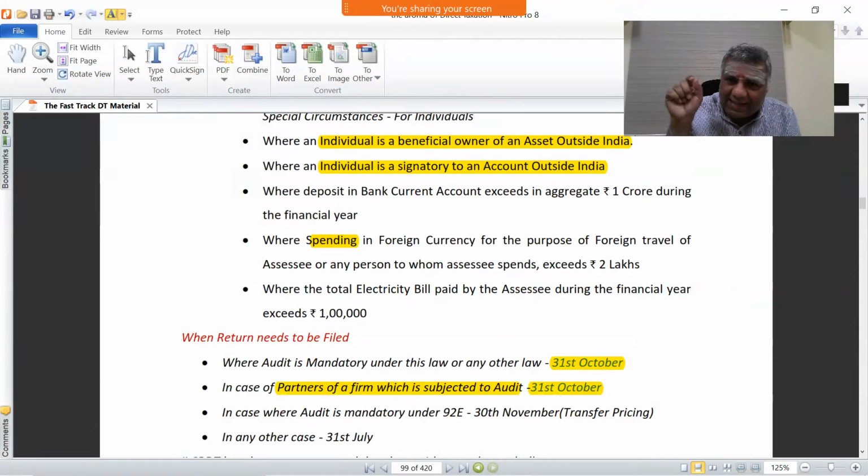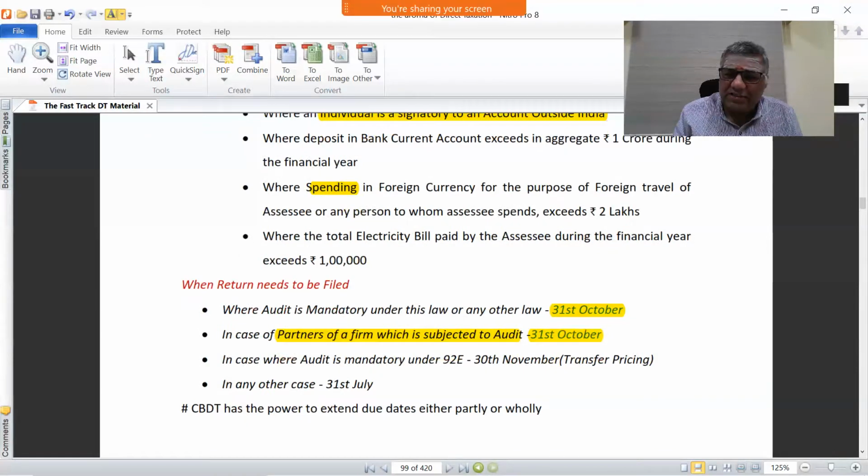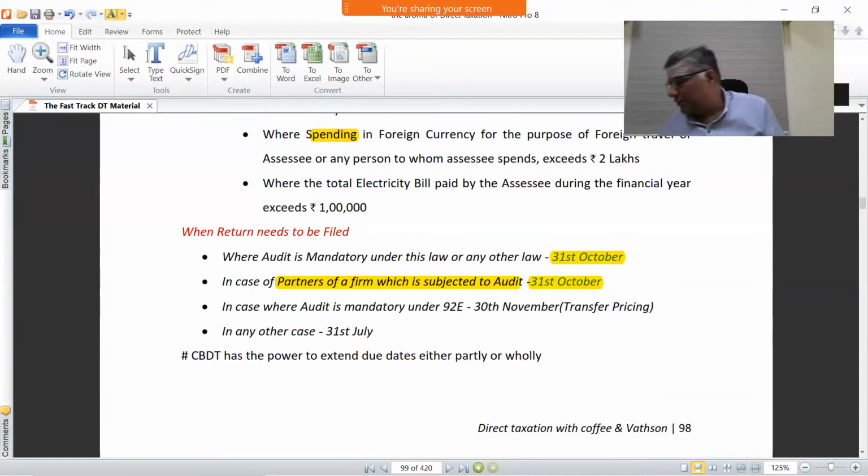All other cases 31st July, except transfer pricing cases, which is 30th November. Once more repeating. Where audit is mandatory under this law or any other law, 31st October. Partner of a firm which is mandatorily to be audited, 31st October. Any other case, 31st July or 30th November.